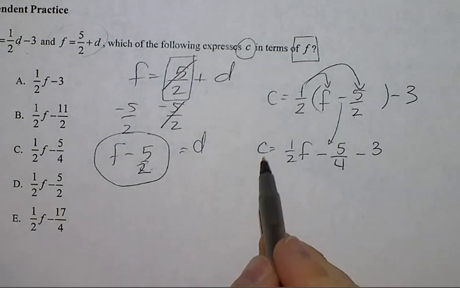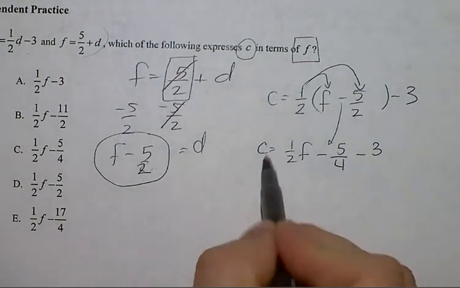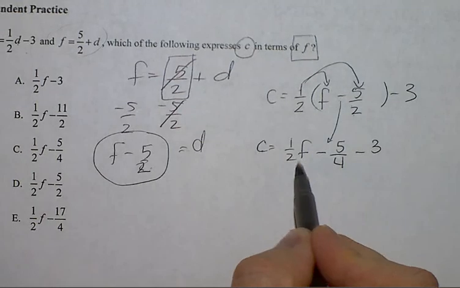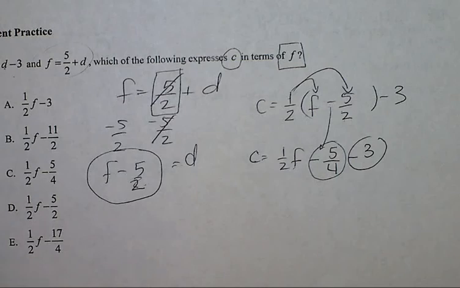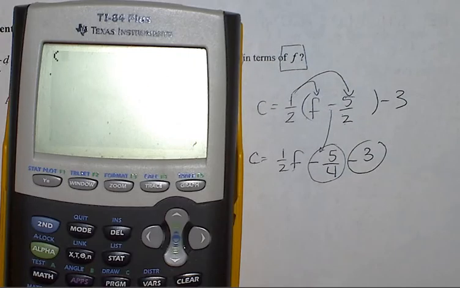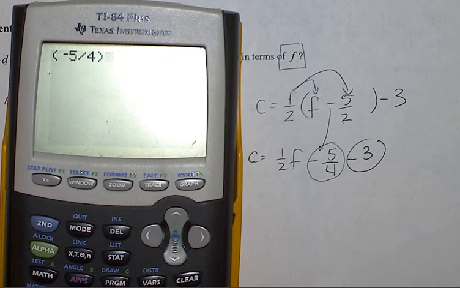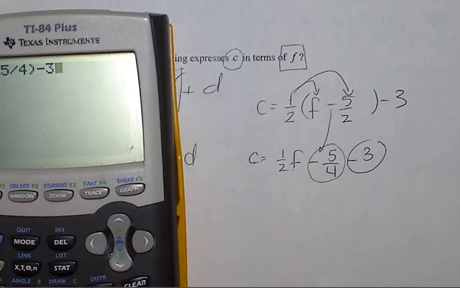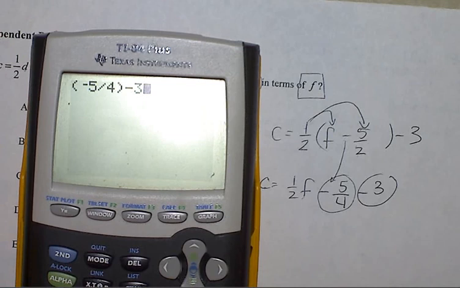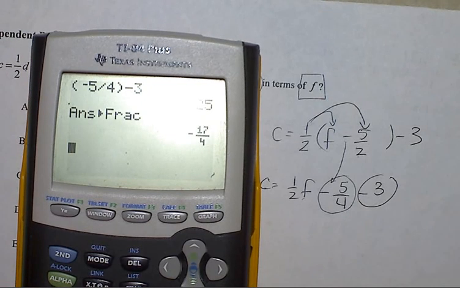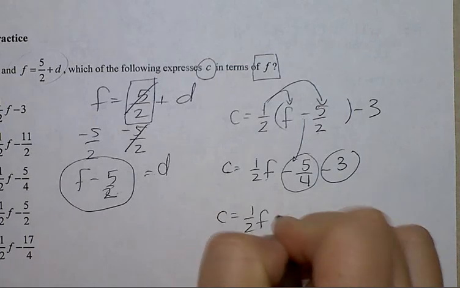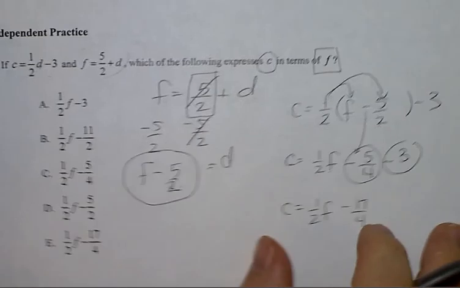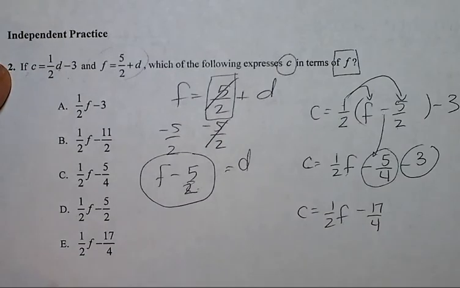Okay, before I can finalize this, I do see that I have C expressed in terms of only the variable F, but I have 2 terms that can be combined. I'm going to use a calculator to speed up the process. In parentheses, -5/4, subtract 3, then turn it back into a fraction, negative 17 fourths. Look off to the left-hand side at our options, and the correct option is option E.